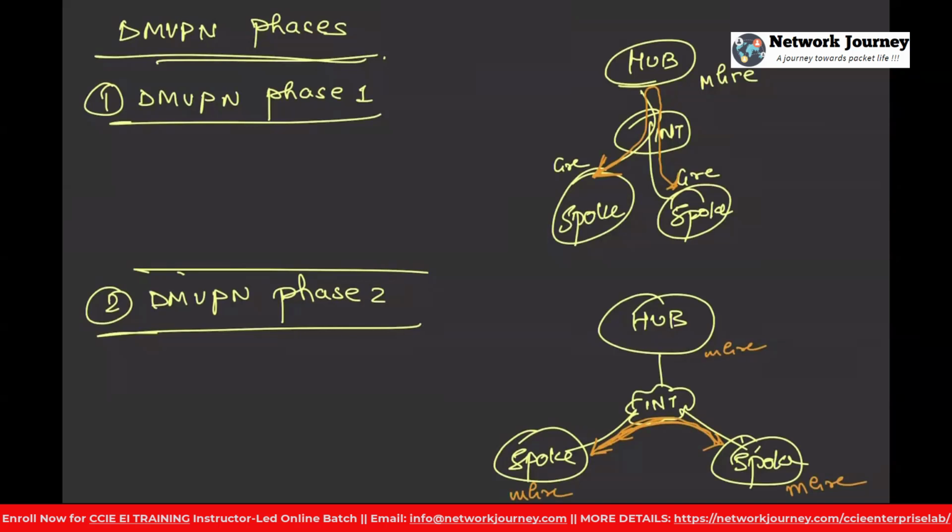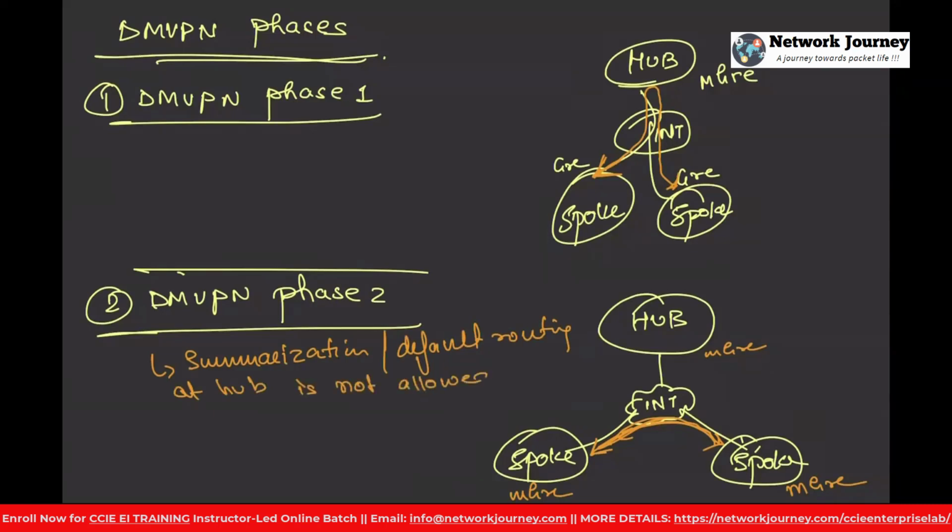So this is what happens in phase two. Your first packet will go via the hub to do the NHRP resolution and all that. After that, everything will go directly via the spoke-to-spoke tunnel. But there are some limitations: summarization and default routing at the hub are not allowed, because the hub is not present in your path.